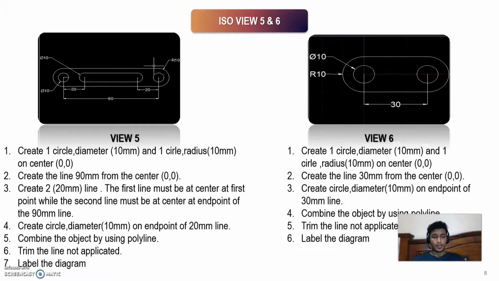Okay, so first create one circle diameter 10 mm and one circle radius 10 mm on center 0, 0. Create the line 30 mm from the center 0, 0. Create a circle diameter 10 mm on the end point of the 30 mm line. Combine the objects by using polyline and then trim the lines not applicable. And at the last, label the diagram.